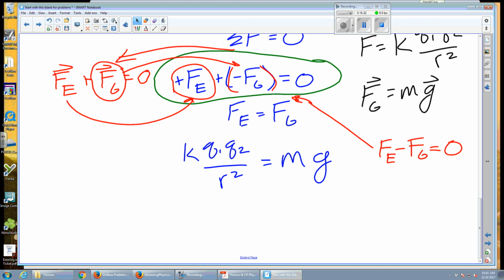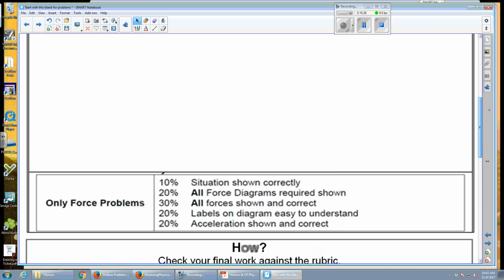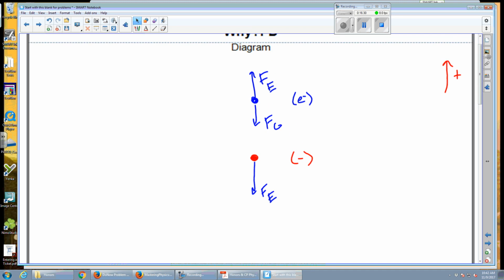What distance? The distance between the two. They're asking how far apart these two charged objects should be. So that would be how far apart they are, r. Yes.